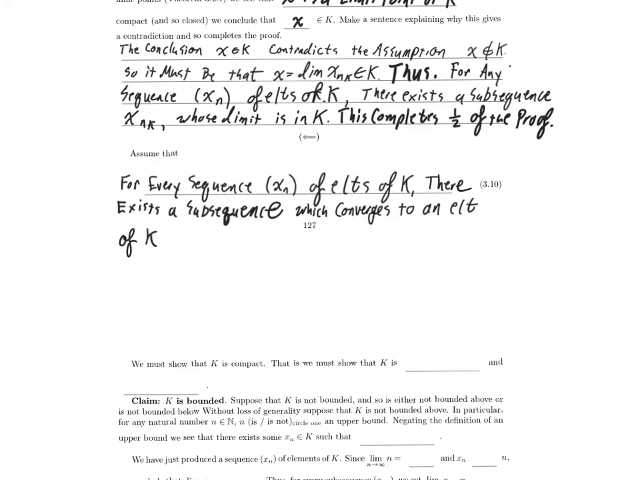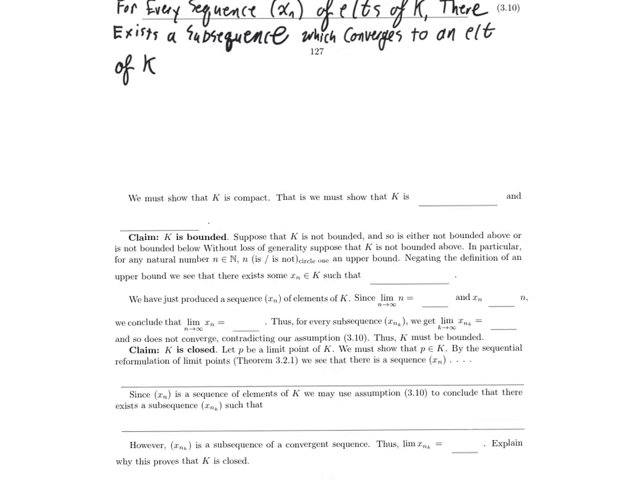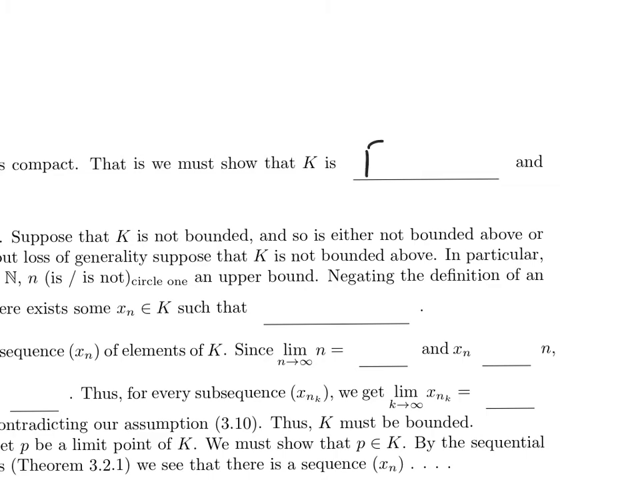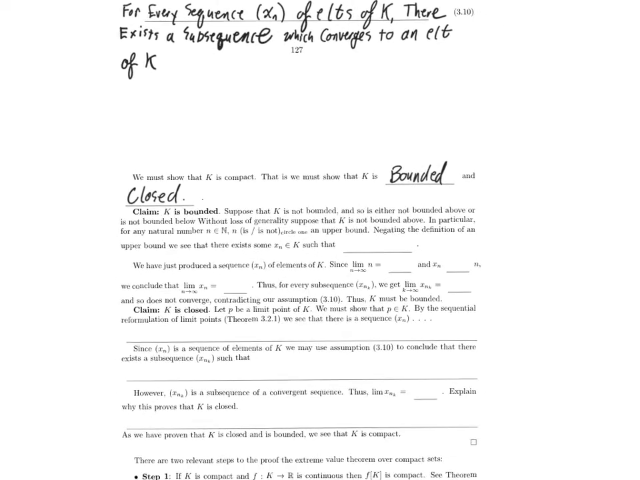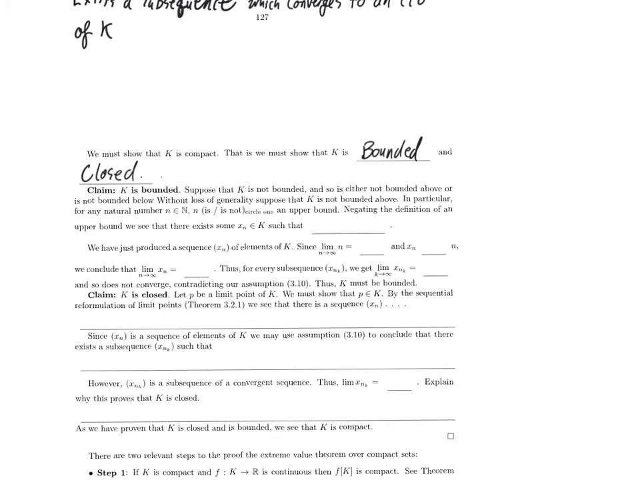I need to show that K is compact. That is, I need to show that K is bounded, and I need to show that K is closed. First let's show that K is bounded, and I really need to take advantage of this assumption, which is about sequences. So I'm going to try to do everything I can to phrase things in terms of sequences.